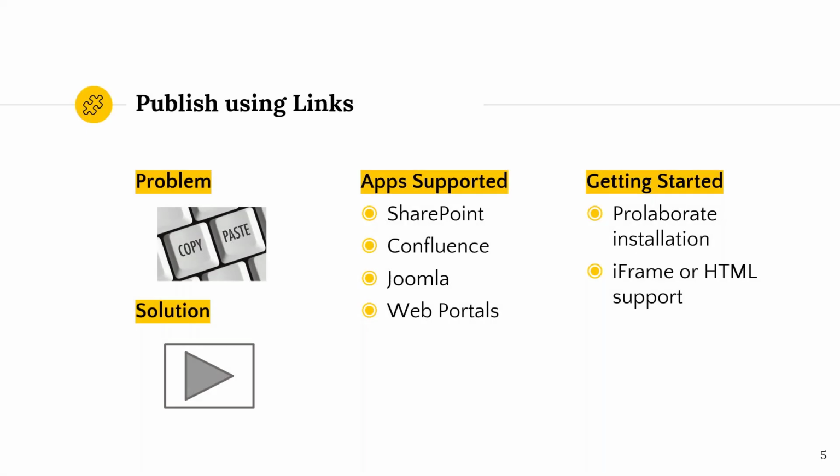The first one is publishing using links. Maybe let's forget that title here. What are we talking about? The problem is, you are an architect, and you have documentation in a wide range of places: SharePoint, Confluence, Joomla, or in your internal web portals as well. And what is happening?